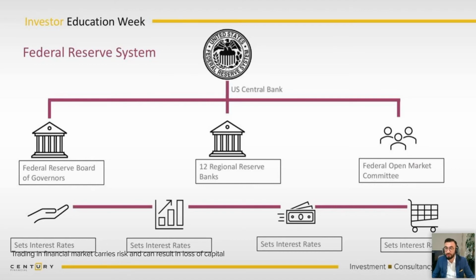Now, GDP numbers are something which you should closely look at, because that also determines the value of the dollar. If GDP is stronger, the dollar appreciates. If GDP is weaker, then the dollar depreciates.